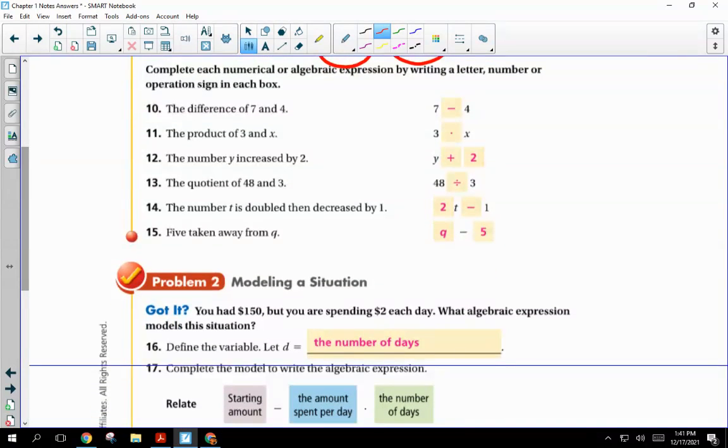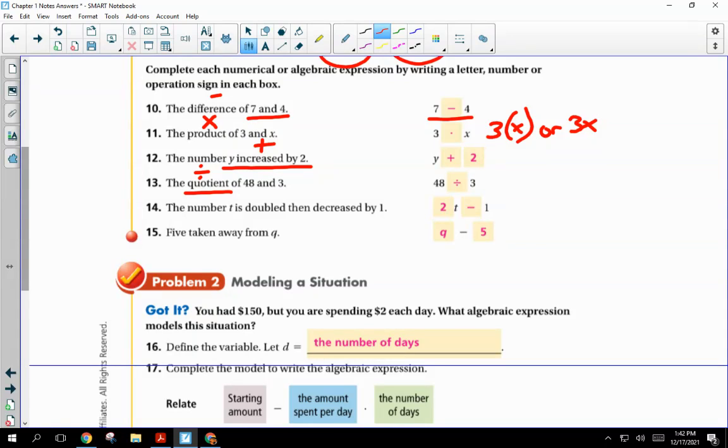10, 11, 12, 13, 14, and 15. The difference of 7 and 4, and this is probably one of the most difficult ones, because the difference of 7 and 4 means subtraction. So 7 minus 4. The product of 3 and x, product means multiplication. So 3 times x, or you can write it this way, or just 3x. The number y increased by 2. Increase means plus. The quotient of 48 and 3. Quotient means division. 48 divided by 3.